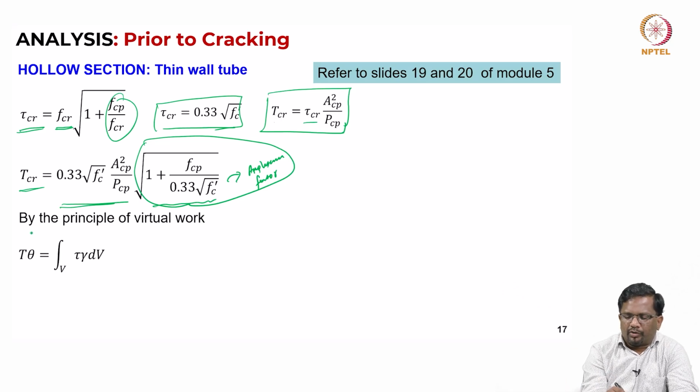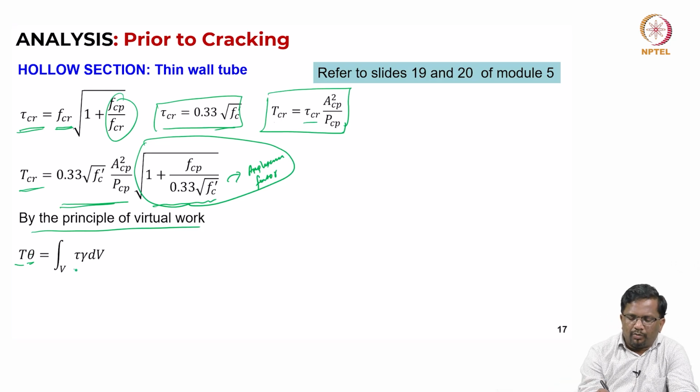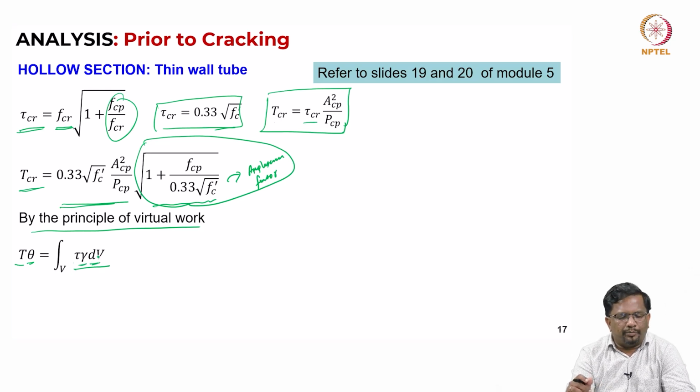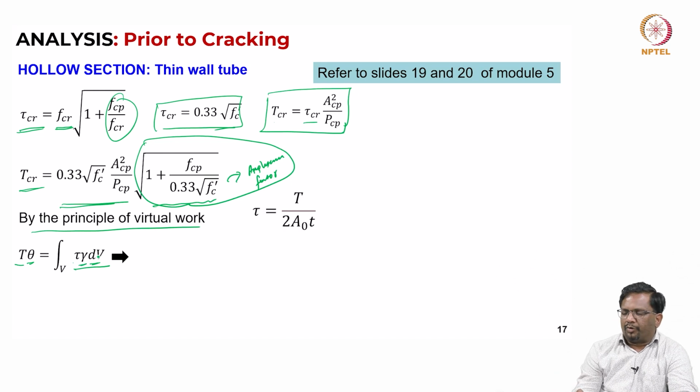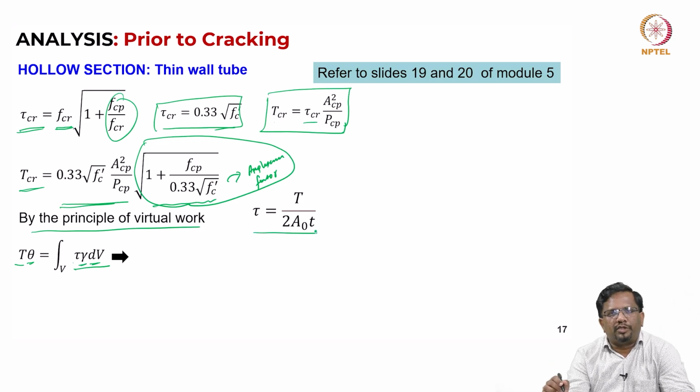So, we can invoke the principle of virtual work. External torque applied to create, let us say, a twist of theta, so the work done is T into theta. Now, the internal work done is going to be, I have to integrate over the entire volume, shear stress multiplied by shear strain times dV, which is an elemental volume. So, when you integrate that, let us put expressions for tau and gamma and see what we get out of it. Now, tau we know is equal to T by 2 A naught t.